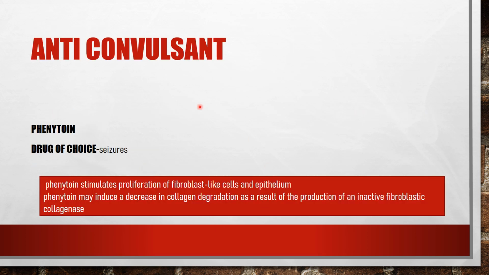Then we are going into the details of each drug-induced gingival enlargement. The first one is anticonvulsants. Out of these, phenytoin is the main drug causing gingival enlargement. It is the main drug of choice for seizures. Phenytoin stimulates proliferation of fibroblast-like cells and epithelium. Phenytoin may induce a decrease in collagen degradation as a result of the production of an inactive fibroblastic collagenase. This is the main reason behind this drug-induced gingival enlargement, which stimulates the proliferation of fibroblast cells and epithelium, and may also induce a decrease in collagen degradation as a result of the production of an inactive fibroblastic collagenase.